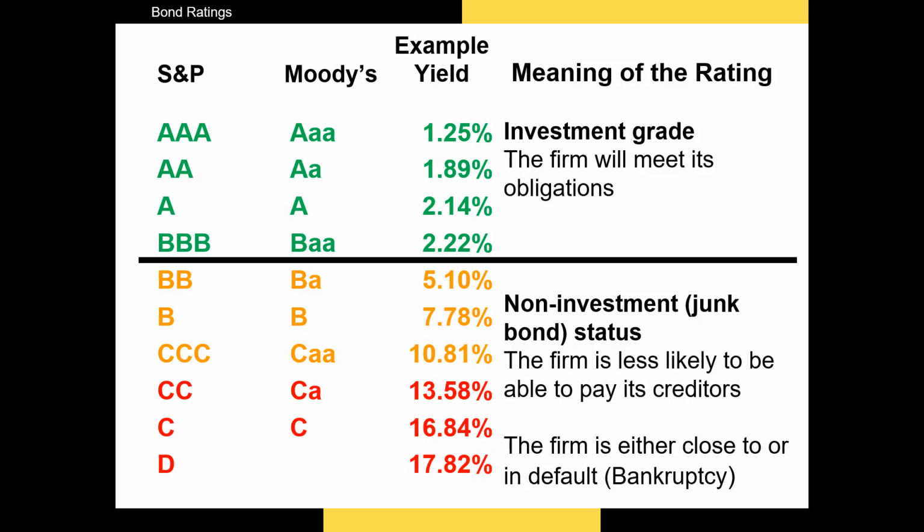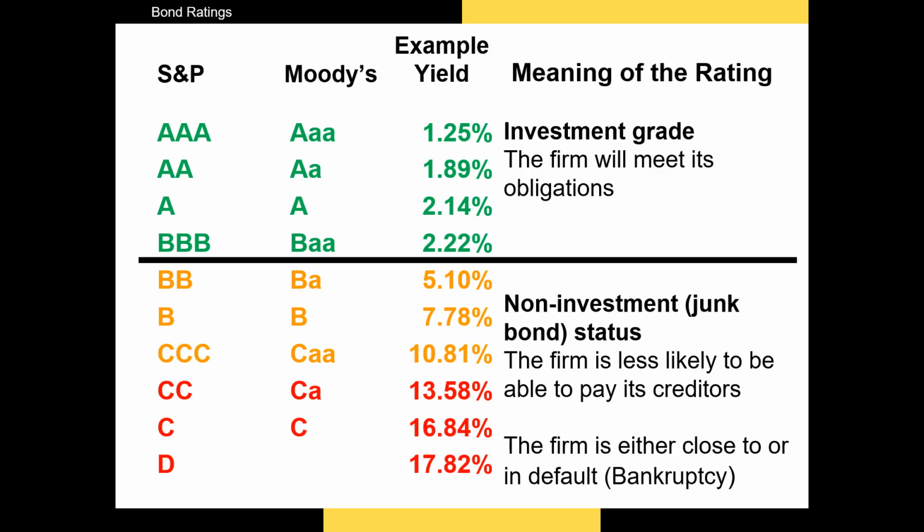Let's take a look at some possibilities here. So here's a list of the Standard & Poor's and the Moody's ratings, and we have some corresponding yields and the meaning of each of these ratings. Bonds that are AAA rated have the lowest yield to maturity. AAA is our highest bond rating or credit rating. So for example, the US T-bills that are currently outstanding have a AAA credit rating.